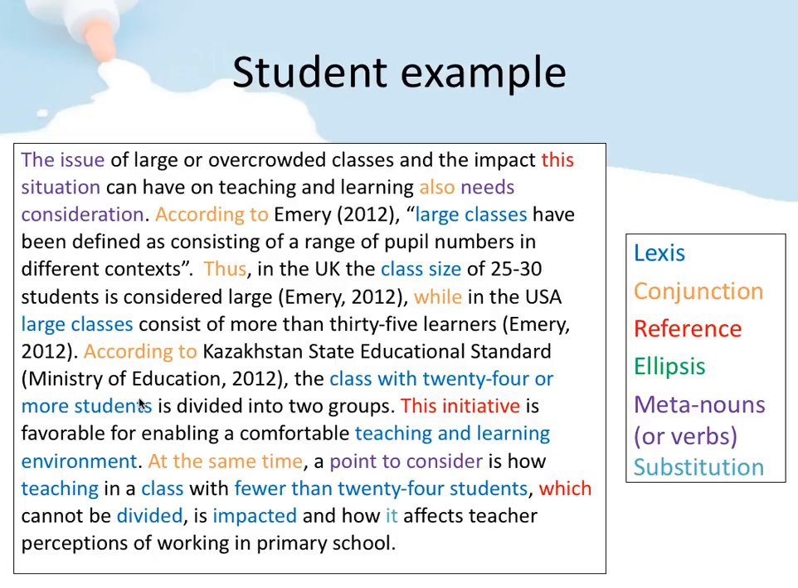"The issue of large or overcrowded classes and the impact this situation can have on teaching and learning also needs consideration." We have a lot of great meta-nouns going on. This is an issue that we need to talk about. This is a situation and it needs consideration. These words are meta-nouns or meta-verbs. This needs consideration. Is the author talking about the problem and how it is represented in this work? We also have conjunctions, just connecting words, so also, according to, and thus, but they don't overwhelm the reader.